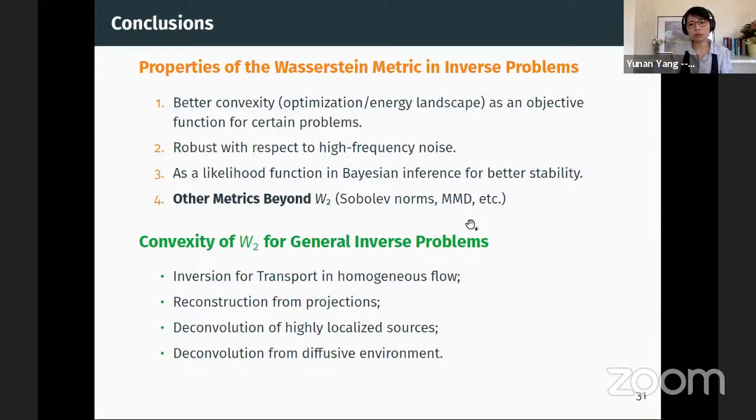So the convexity of W2, if that's the part we focus on, is not just limited to hyperbolic equation inversion. We also show in the paper with Kui that it can be used for diffusive environments and to reconstruct from projection and reconstruct from highly localized sources. Also, all such parameter and data interaction gives us something translation and dilation based. So this is the end of my presentation. Thank you very much for your attention.